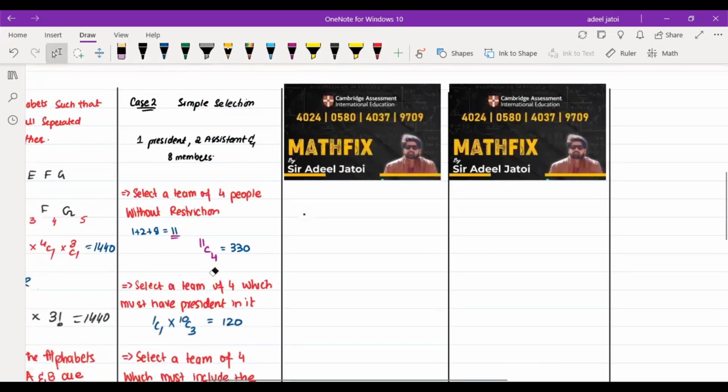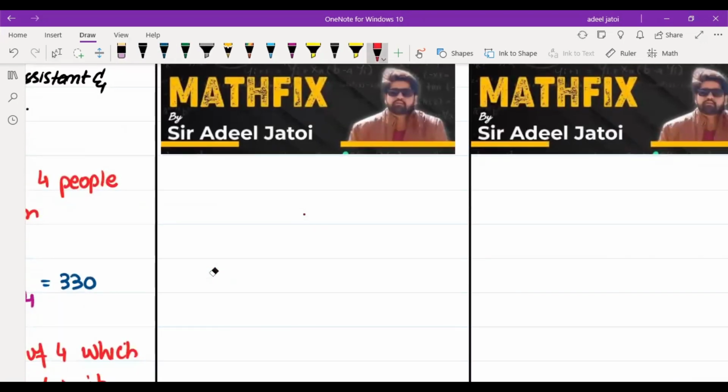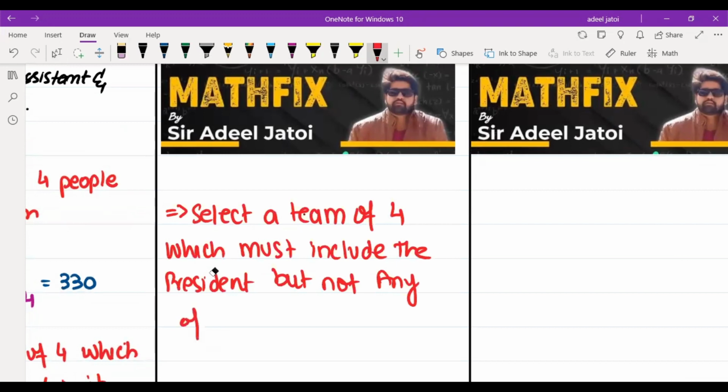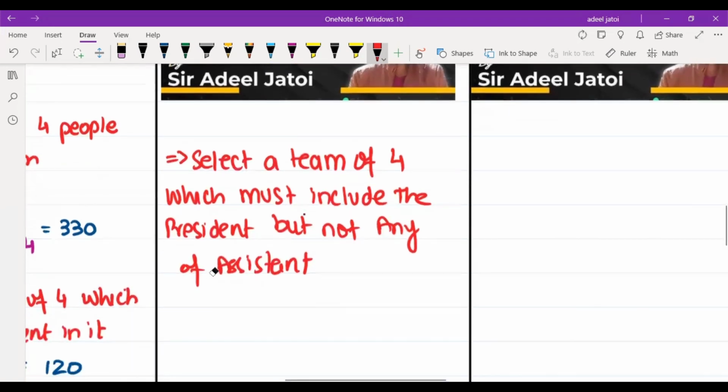Similarly, if the question goes on saying select a team of 4 which must include the president but not any of the assistants, now the question is very clear. The president is coming along.